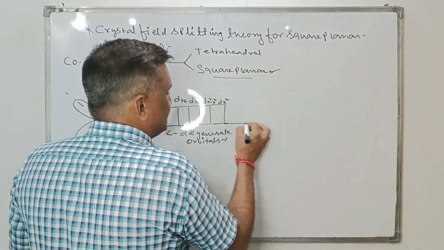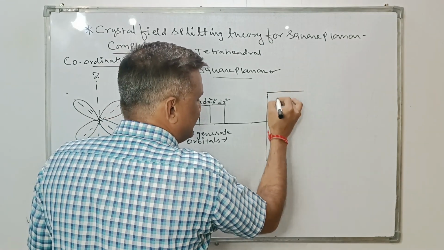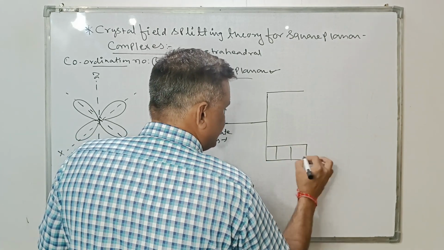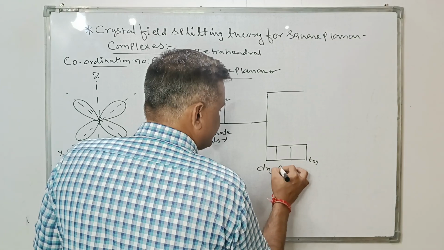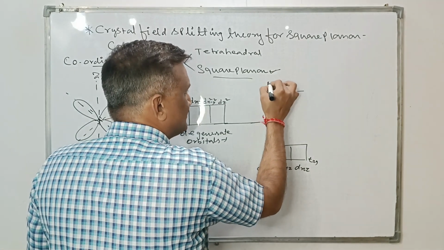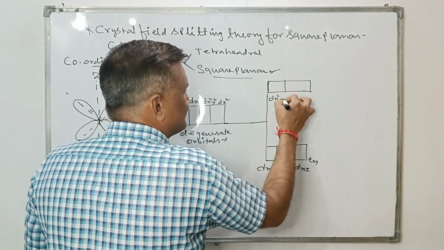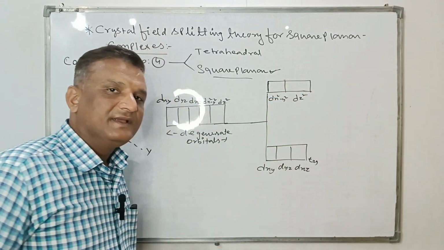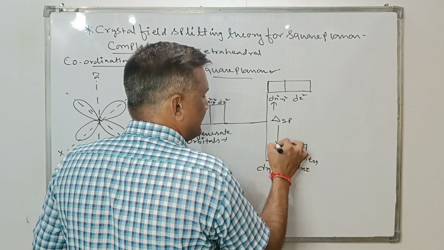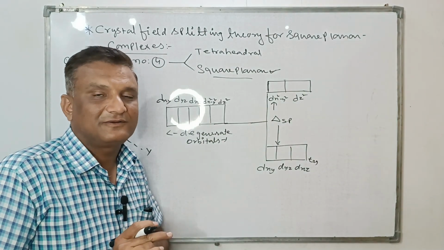If you go with the splitting, these split into 2 parts, as we all know. They are the t2g and eg sets of orbitals. In t2g will be dxy, dyz, dxz, and in eg will be dx square minus y square and dz square. Now the energy gap will be denoted by delta of square planar.